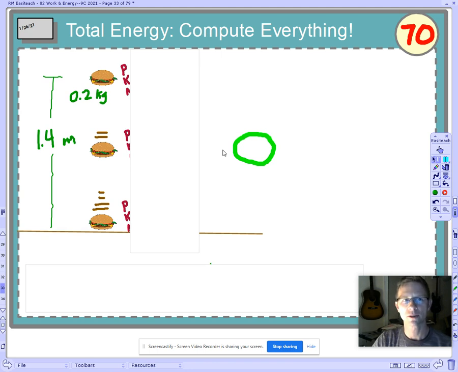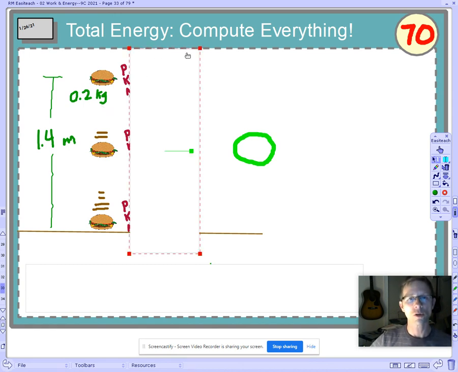As of the year 2021, this was entry 70. We're looking at a burger that's been dropped. Keyword is dropped. That means it starts here and then it speeds up, speeds up, speeds up. It doesn't quite hit the ground. There's some space there. 1.4 meters, 0.2 kilograms. You're kind of supposed to know what those are.